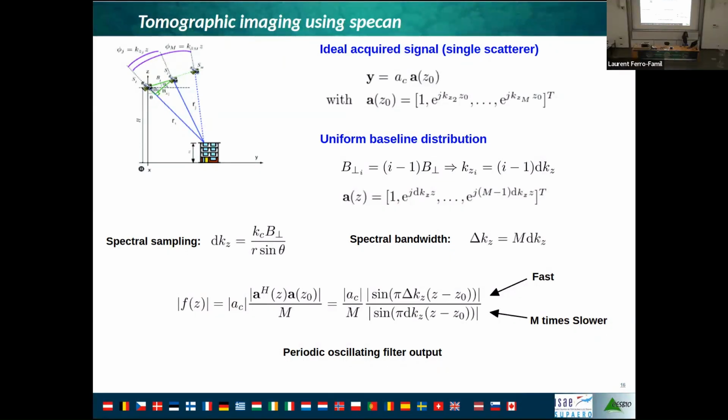2 parts. In the numerator, you have a sine, and in the denominator, you have a sine. But here, in the argument of the sine, you have something which is big, which is m times this, and here you have something which is small. So this will be a fast function of z, and this will be a slow function of z.